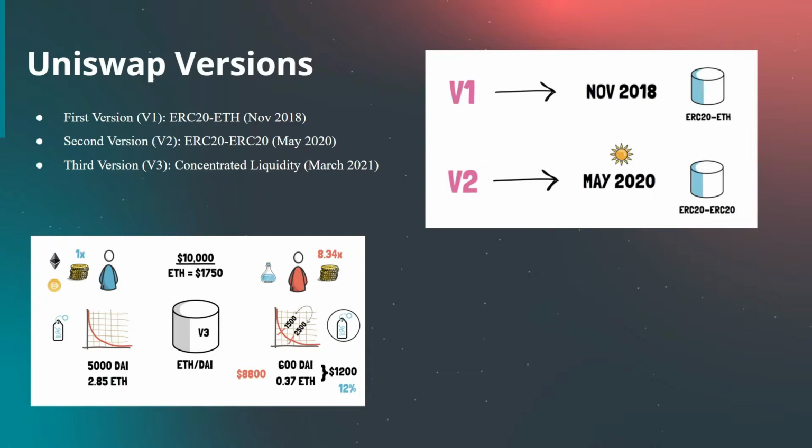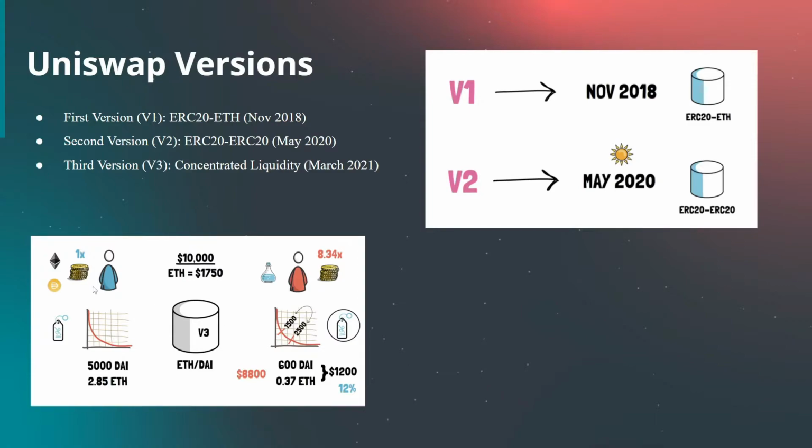The main concept of version 3 is concentrated liquidity. You provide liquidity only if you want, by the way. Other than that, you can use it like normal decentralized exchanges. You can provide liquidity within a price range. As you see there, there's an example which I found on Finematics.